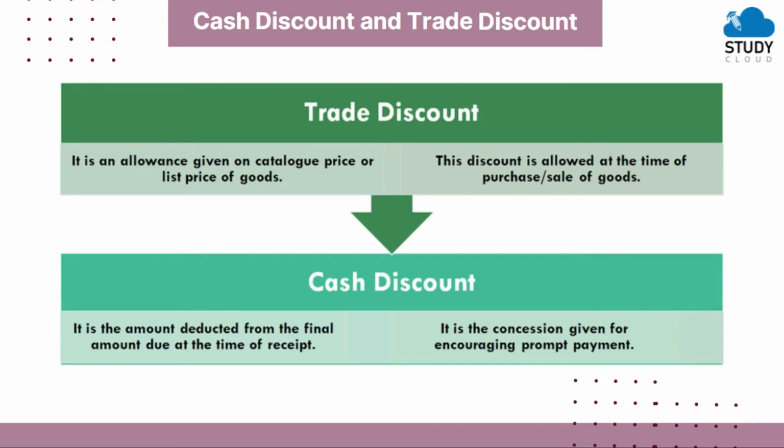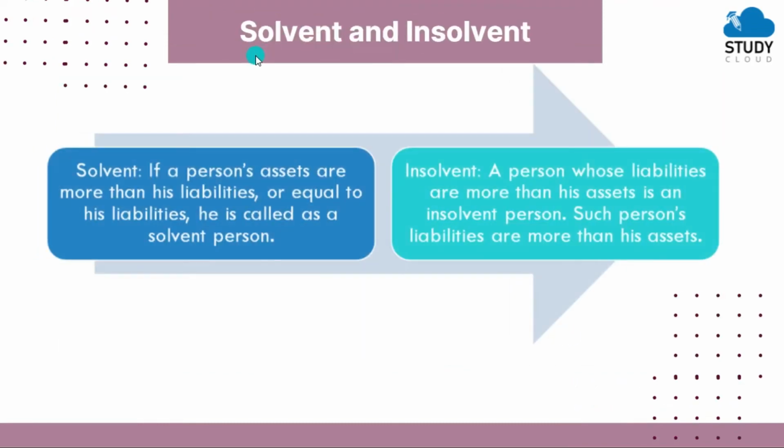Then next is solvent and insolvent. So what is solvent? If a person is having more assets, more property than liabilities, or his assets are equal to liabilities, that person is known as a solvent person. The insolvent is what? A person whose liabilities are more and assets are less. He is unable to pay his debt. Such a person is known as an insolvent person.